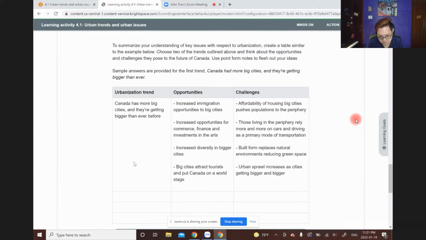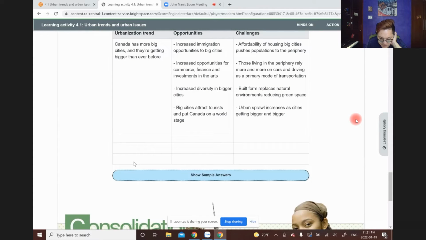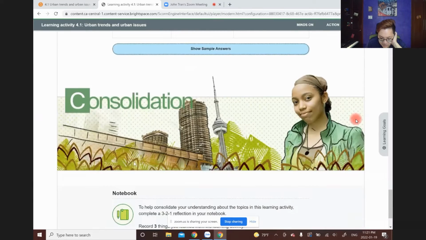Those living in the prairies rely more and more on cars and driving as a primary mode of transportation. Built form replaces natural environment, reduces green space, and urban sprawl increases as the city gets bigger. Yep, just like you said. Nobody wants urban sprawl, really. It's just so ugly.